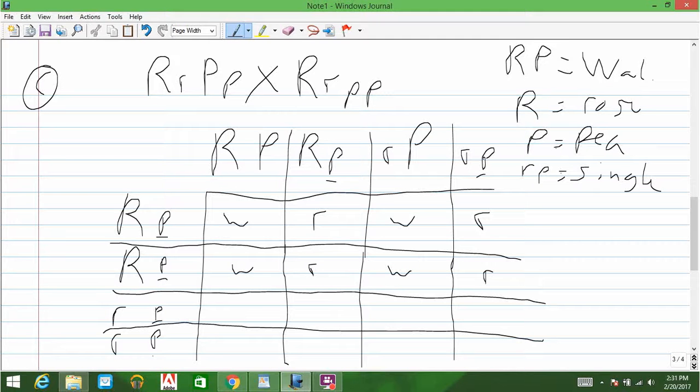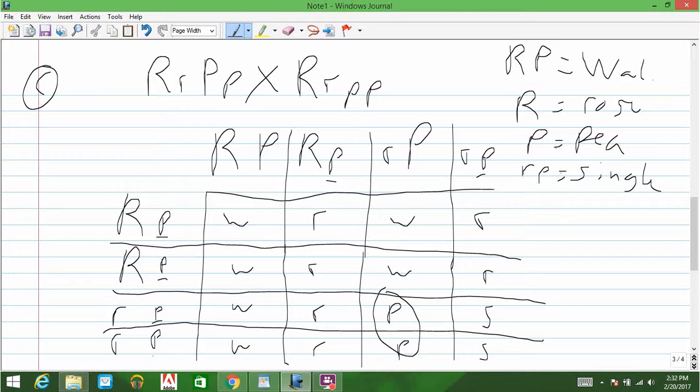And then you're going to have walnut, rose. This one's going to be pea. This one's going to be single. This one's going to be walnut, rose, pea, single.